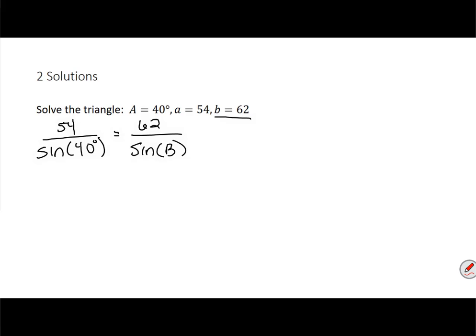So once again, we can cross multiply and divide. I did this two videos ago if you need to go back and see how I did that. To get that sine B is equal to 62 sine of 40 degrees divided by 54.